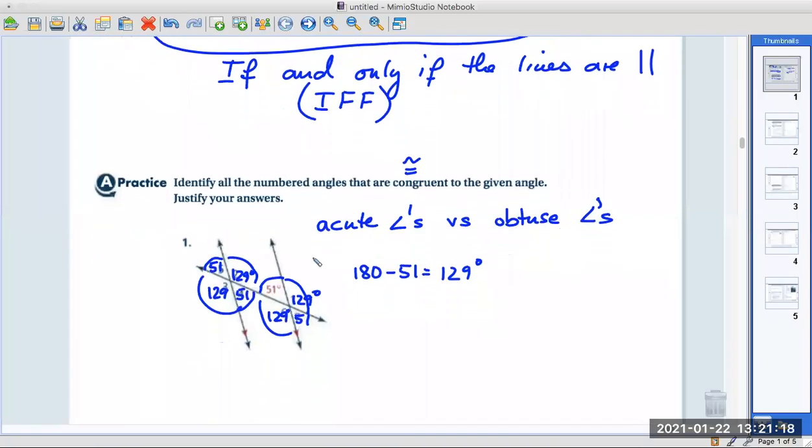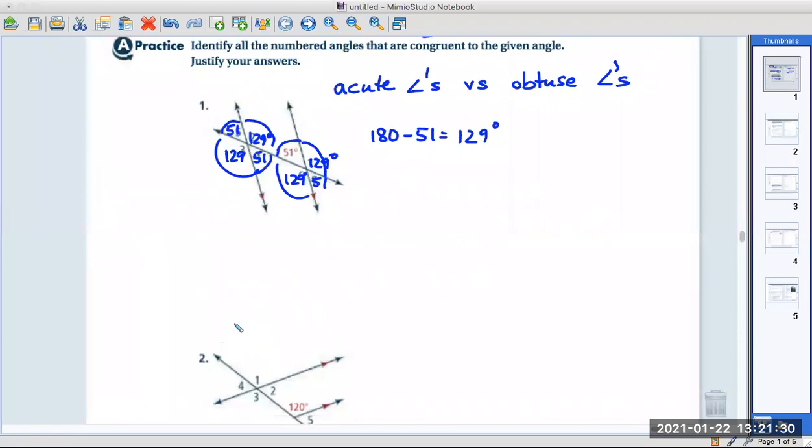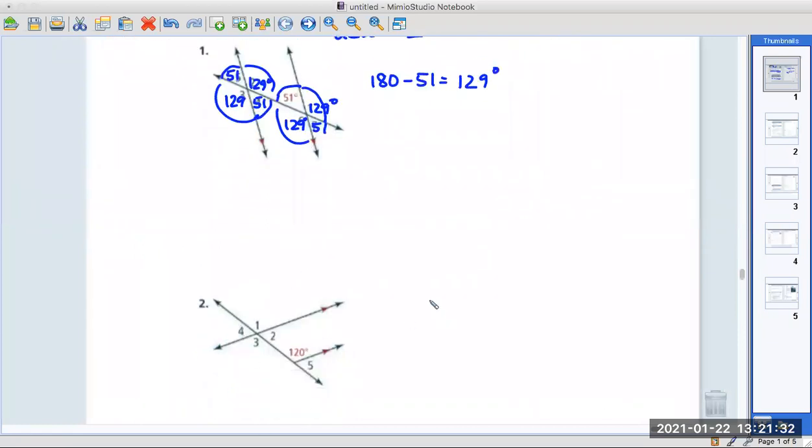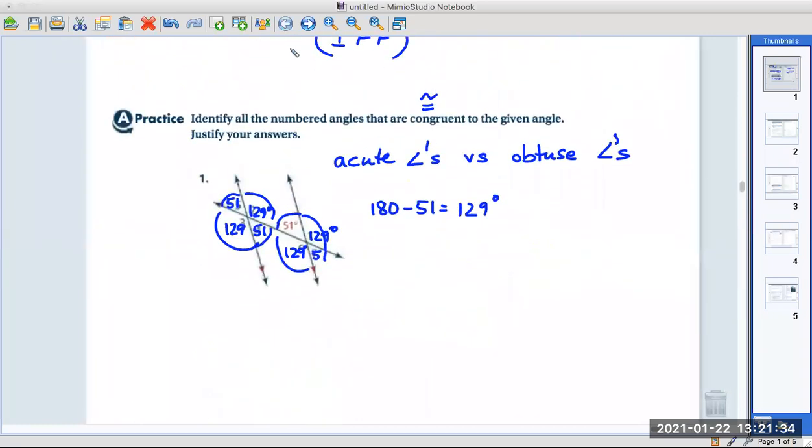Okay, so we're done with this question. And again, it only asks for which angles are congruent. So your answer would be these angles right here, but I finished it all because I like these kinds of questions. To me, they're easy, but you might say, oh, not to me.